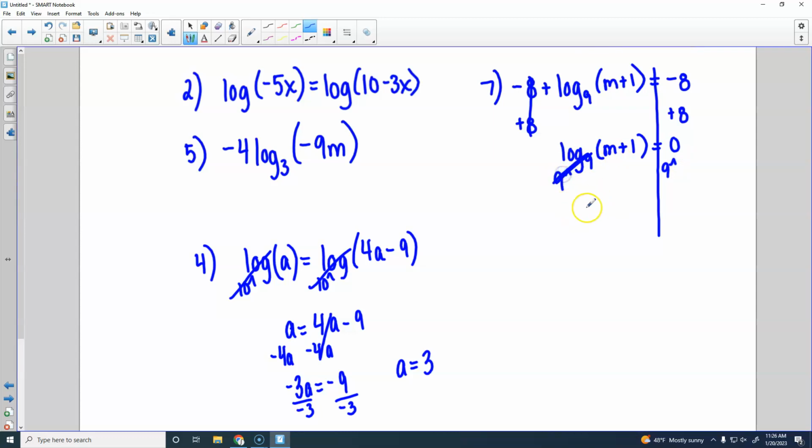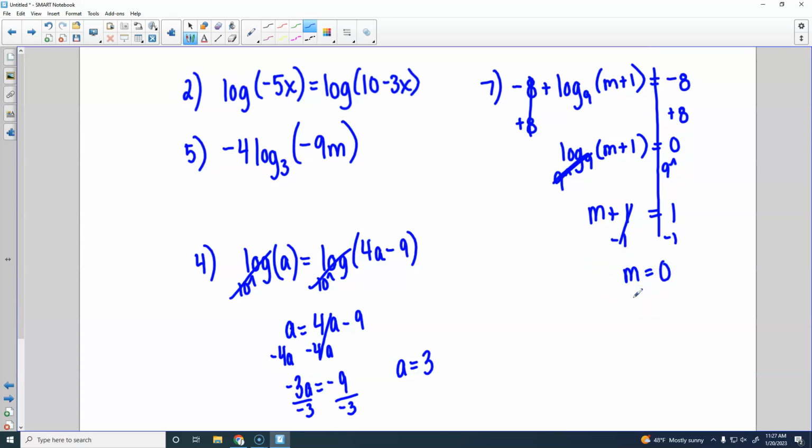That'll cancel over here. I just get m plus 1 equals 9 to the 0 power. What is 9 to the 0 power? It's 1. Good. A lot of people want to say 0 there because it seems like it should be 0, but anything to the 0 power is 1. And so you would subtract 1 from both sides, and m would equal 0.